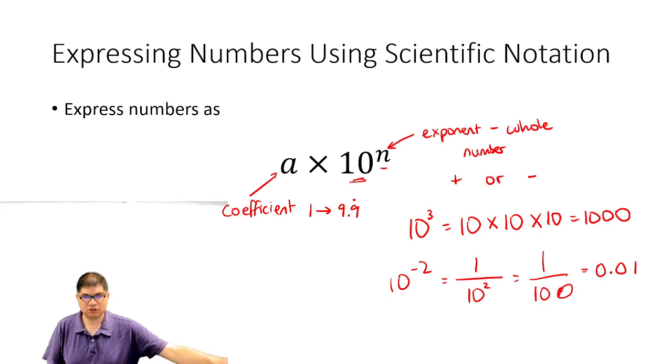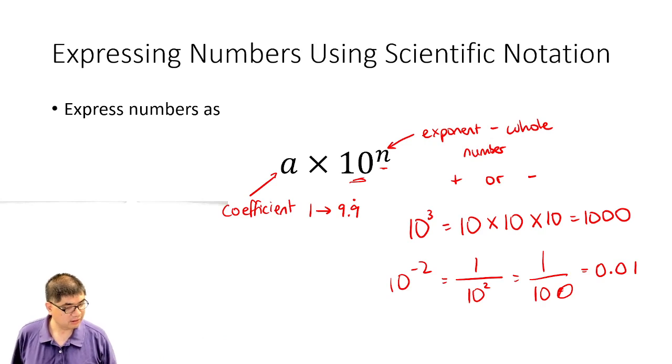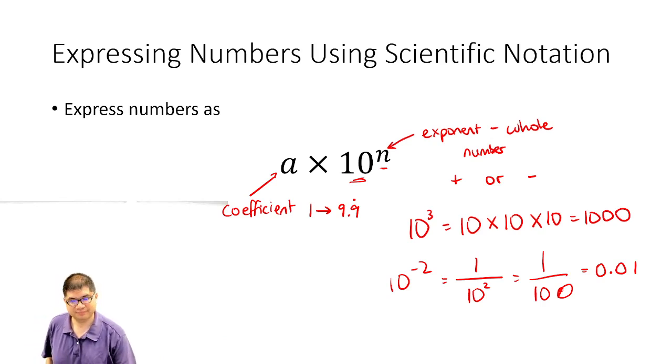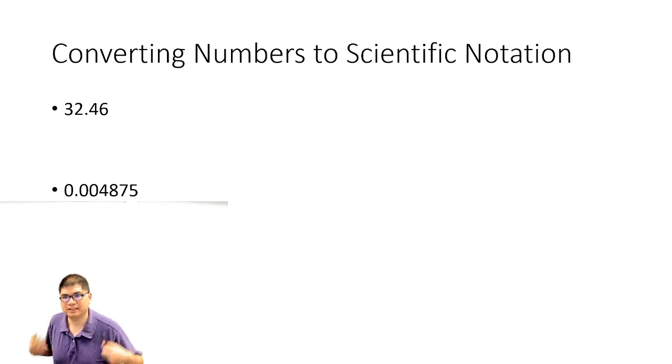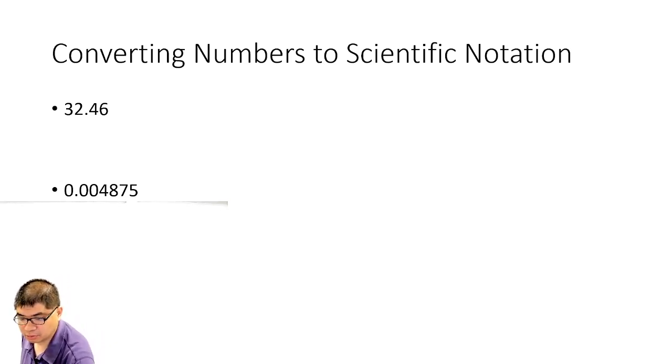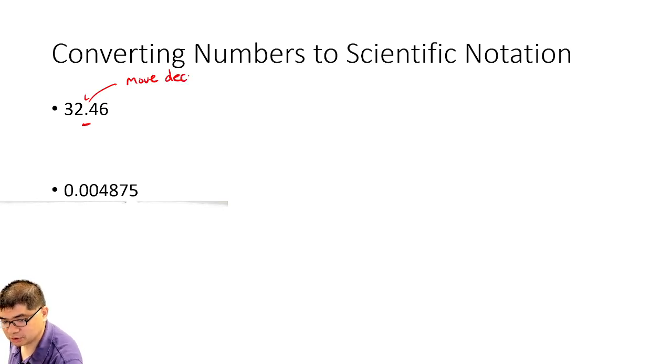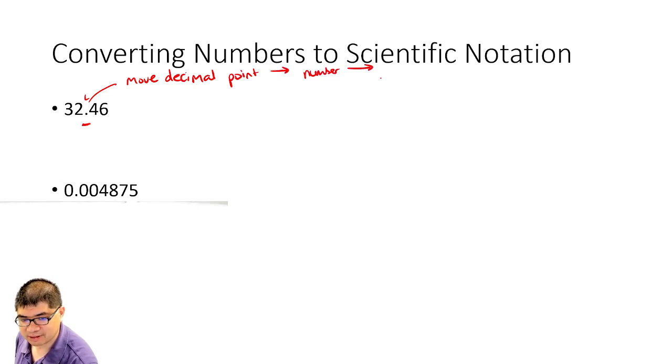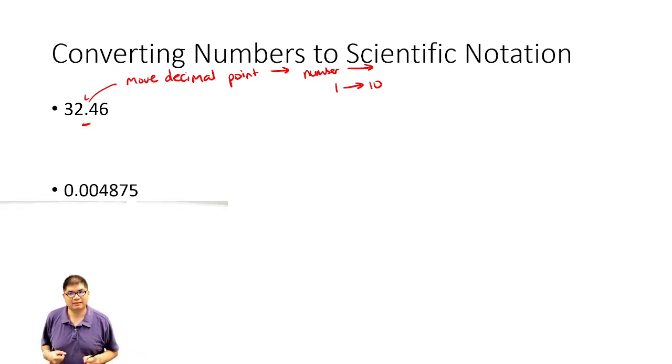What we want to do next is to look at how we can go between decimal notation and scientific notation. The key is we want to move the decimal point so that the number becomes between 1 and 10. Reminder, you want it between 1 and 10.